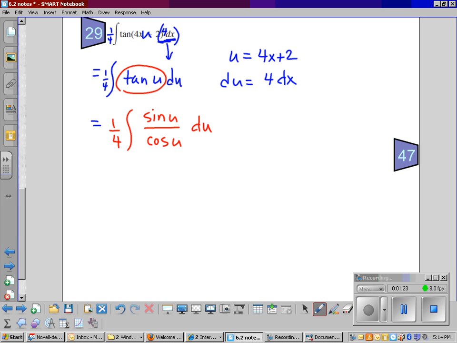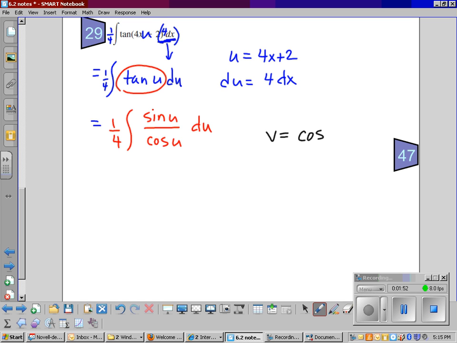Now I'm going to have to do another substitution. I've already used the letter u, so I need to pick a different letter. And you can pick any letter you want. I'll use v. I need to choose either sine u or cosine u to be the v. Now the safest place to start is to choose the denominator, because usually when I choose a function that's not a fraction and then I find the derivative, it's usually not going to be a fraction either.